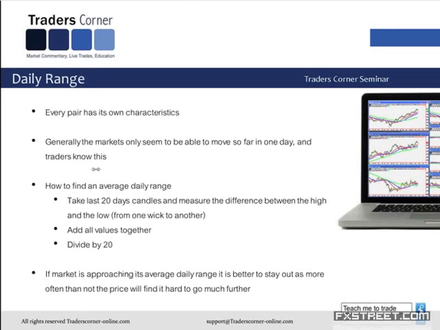The average true range is the average range for a particular instrument for a particular time frame. So if you apply the average true range, the ATR indicator, to a daily chart, and you use 20 as your input, you're going to be calculating the average range for the last 20 days. Any other questions?